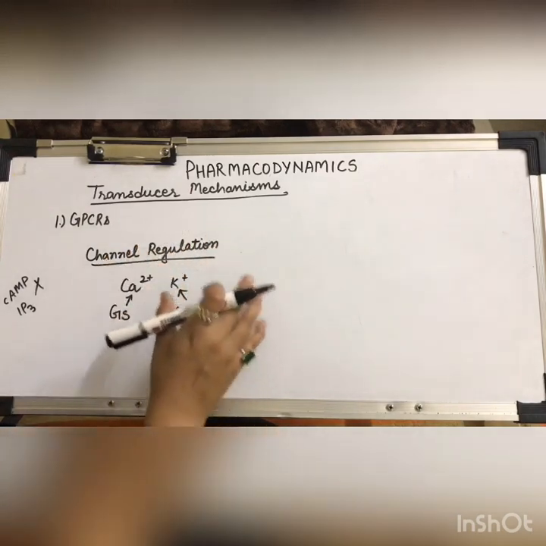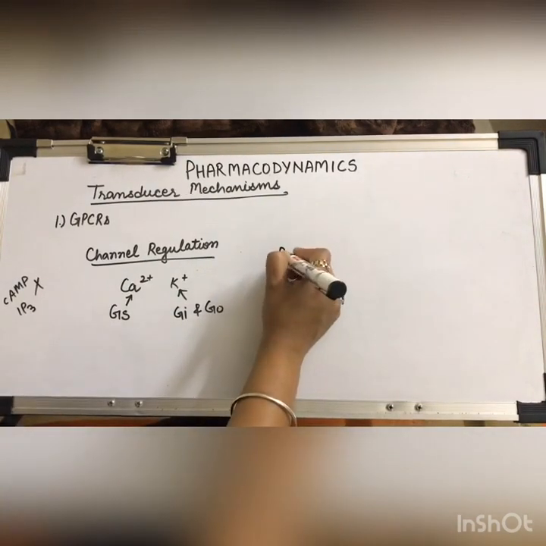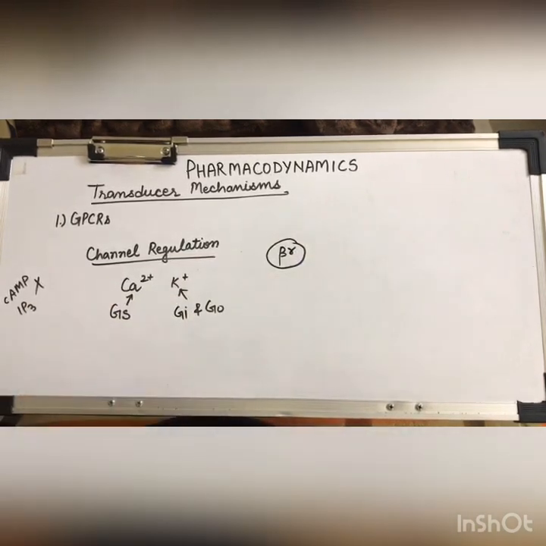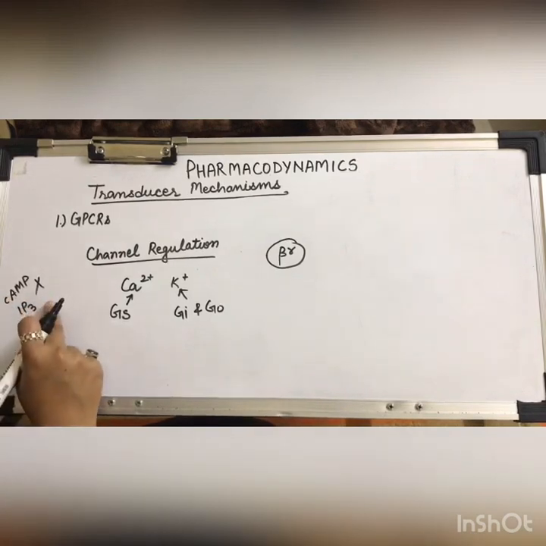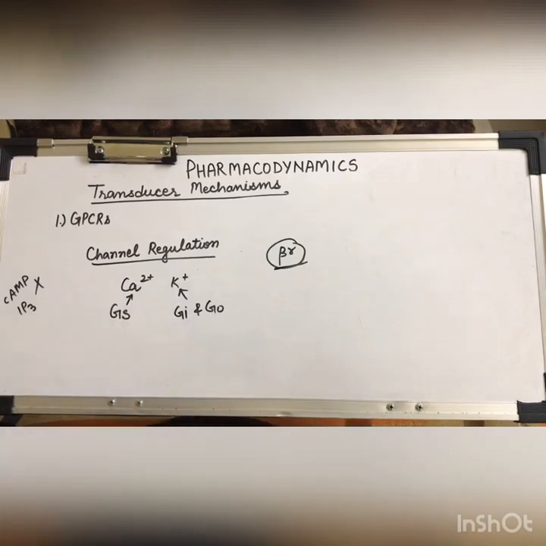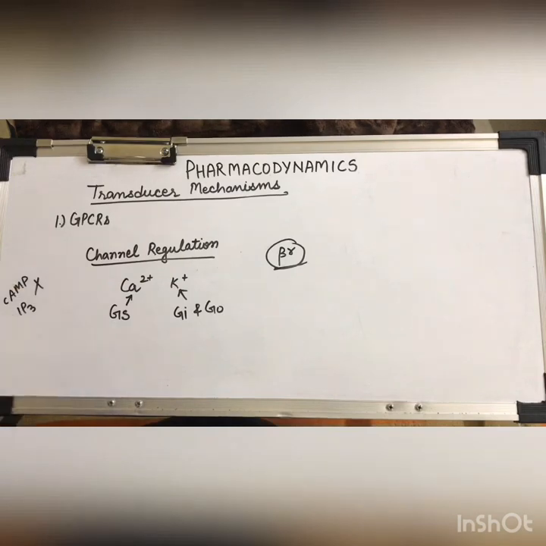And this opening and closing of the channels is the function of the beta gamma dimer, because the alpha unit was involved in the production of second messenger. Now this dissociated beta gamma dimer goes directly to the ionic channel and either opens or inhibits it. So this is the third pathway in case of GPCRs.